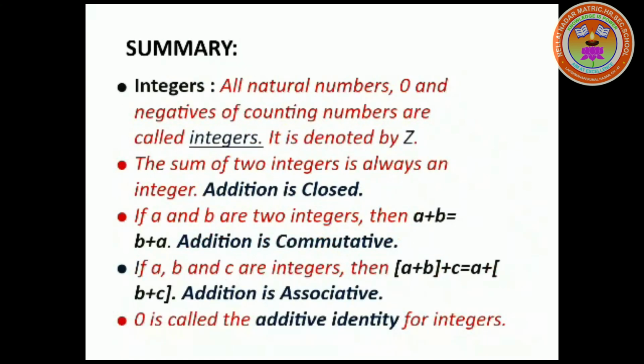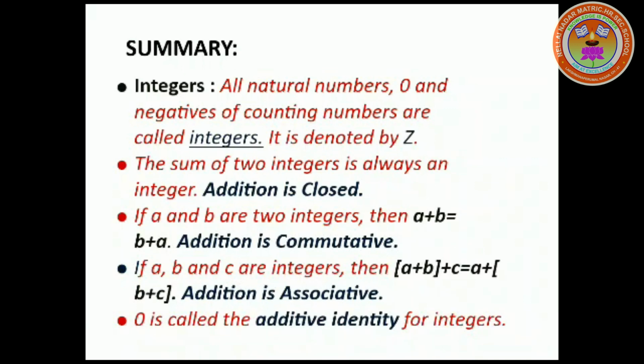So at last, a summary of what we have learnt. We have learnt what are integers. All natural numbers, zero and negatives of counting numbers are called integers, and it is denoted by Z. The sum of two integers is always an integer. Addition is closed. That is, we are going to learn the properties here.